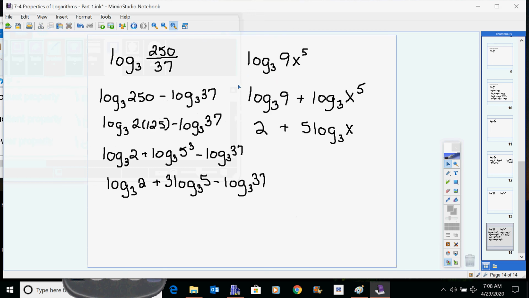Okay, so anything that can be evaluated should be evaluated. These technically could, but if it doesn't come out even, I'm not expecting that of you. But this one, 3 to the second power equals 9, so this one's a 2. This one, the 5 can get dragged down in front. And so this would be the expanded form of this number.